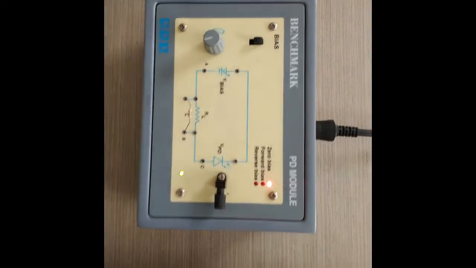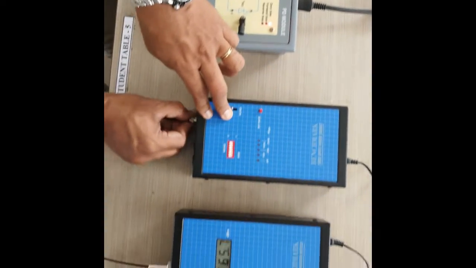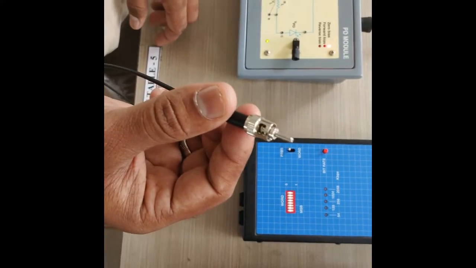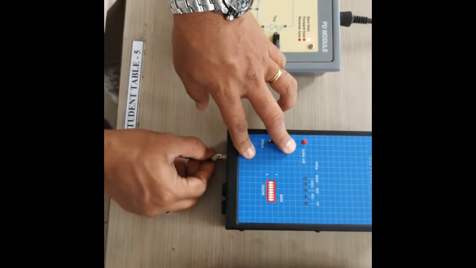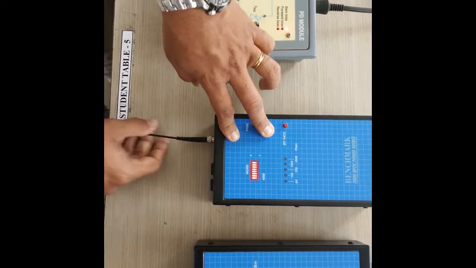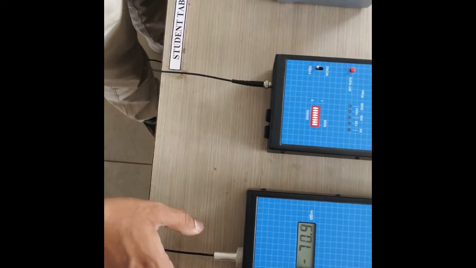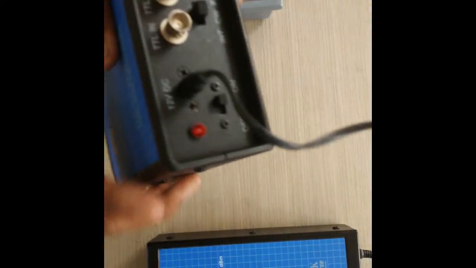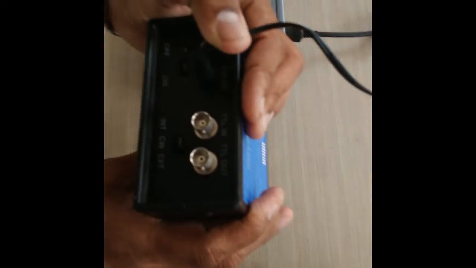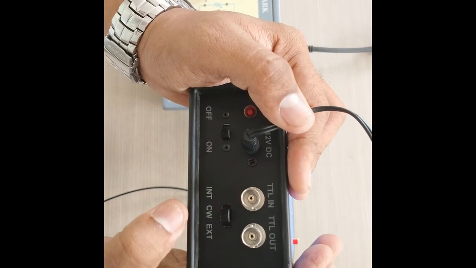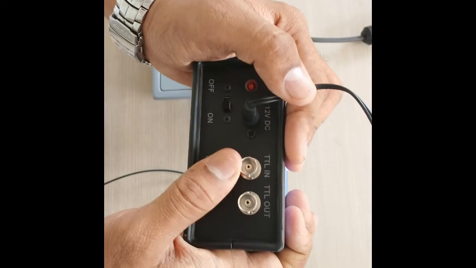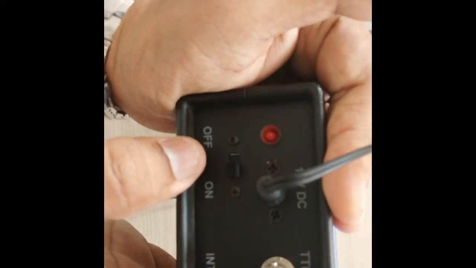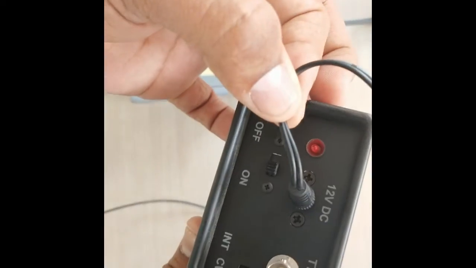From the power source, I have connected an ST to ST connector, a 1 meter optical cable. This is a 1 meter optical cable with 1000 micrometer diameter, and it's a multi-mode cable. We have connected this optical source and powered it. We have a few options here, like internal, external, and continuous wave. I have selected the continuous wave mode. We also have TTL input and output. Here is a power button, and it is powered by a 12 volt DC.